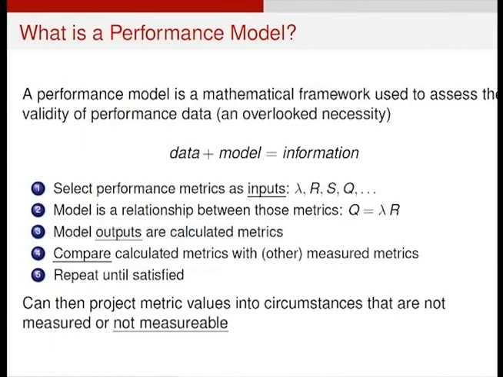And if they don't match, we go around and repeat the exercise by either selecting different metrics or checking out the measurement process until things agree. And then, once we're satisfied with all that, we can then potentially make predictions about metric values in circumstances that weren't measured, i.e. the future, or in some cases about metrics that are not even measurable at this point in time. It may never be measured, but may be very important to know for other reasons, such as business decisions.